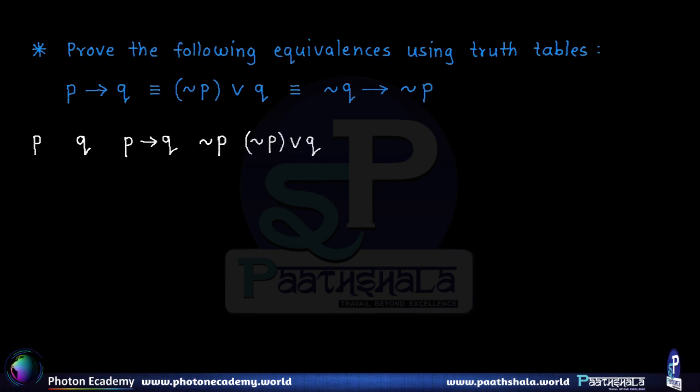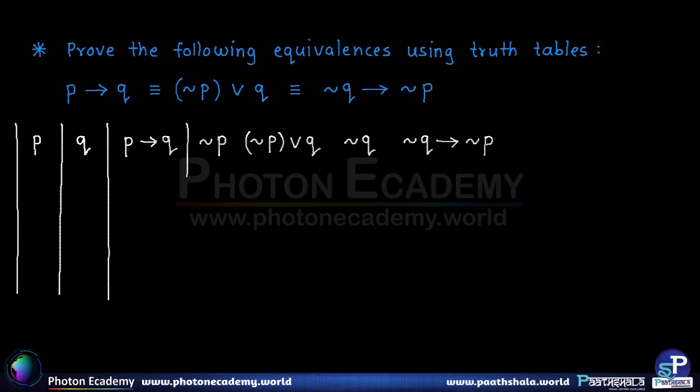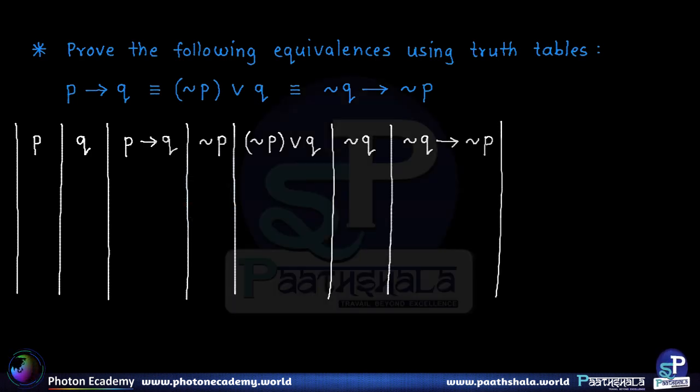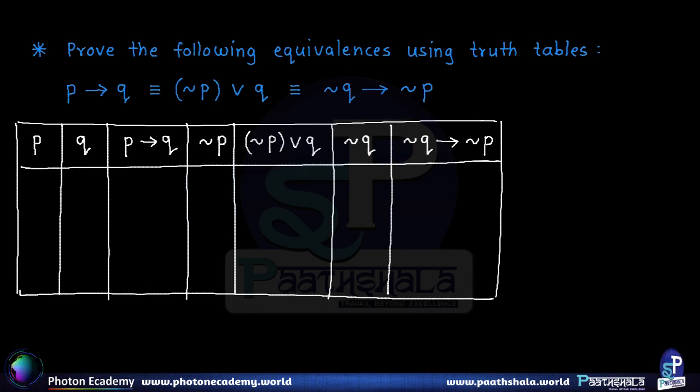Then, to build the contrapositive, we need negation Q also. So we have negation Q. And next we do the implication of negation Q and negation P, and we have already prepared the column of negation P. So the last column would be negation Q implies negation P. Let us complete the truth table using these columns. Since here also we have only two constituent statements, we write their respective combinations.